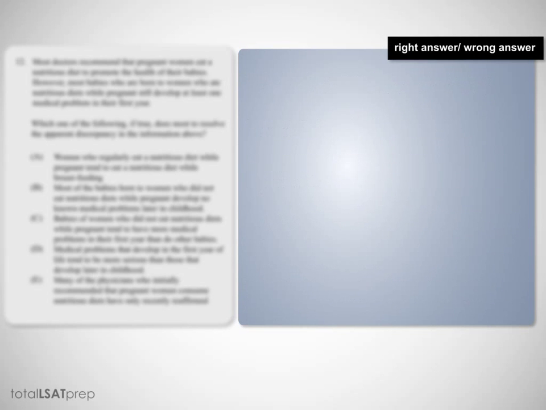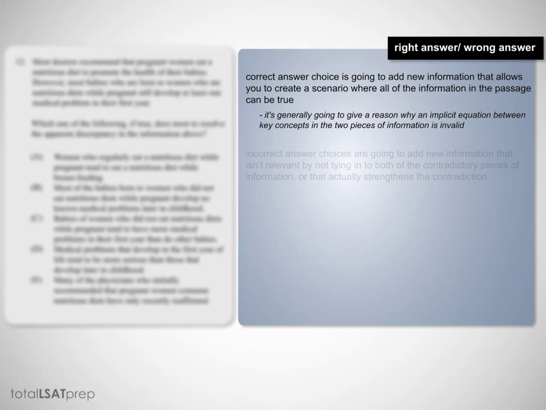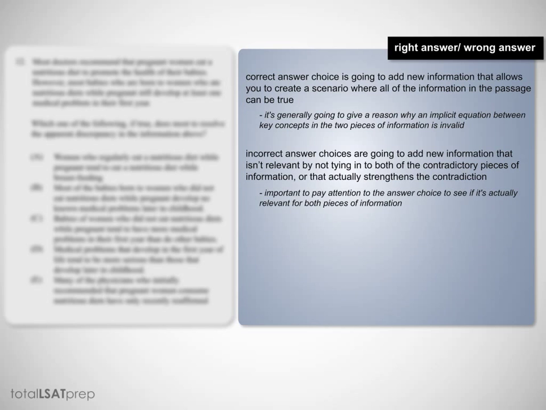Okay, in terms of right answer and wrong answer, the correct answer choice is going to add new information that allows you to create a scenario where all of the information in the passage can be true. It's generally going to give a reason why an implicit equation between key concepts in the two pieces of information is invalid. The incorrect answer choices are going to add new information that isn't relevant by not tying in both of the contradictory pieces of information, or that actually strengthens the contradiction. And it's important to pay attention to the answer choice to see if it's actually relevant for both pieces of information.